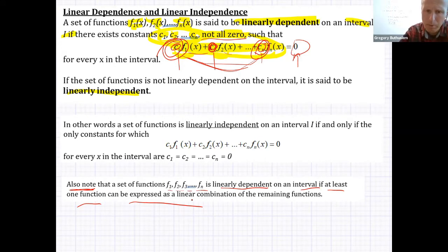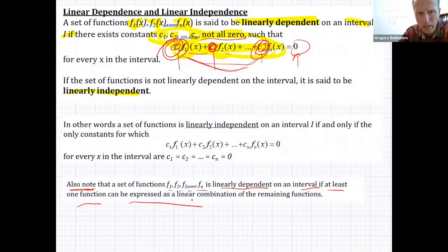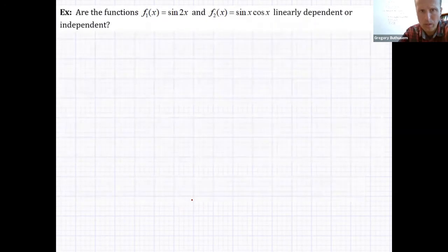All right, so let's look at a couple examples. So I thought I had another example here. Let's start with this one. All right, so look at these two functions, f1 and f2. Are these functions linearly independent or dependent?